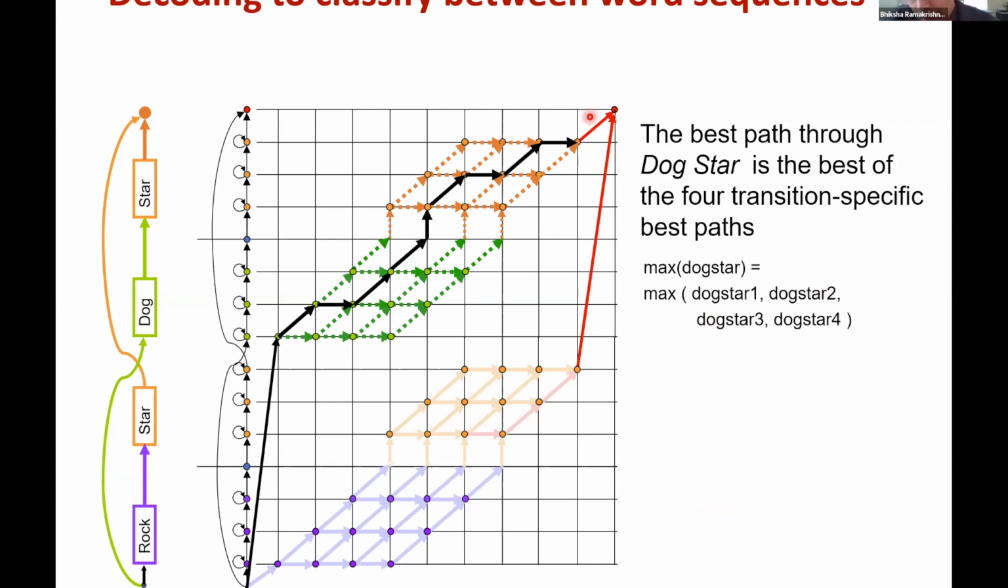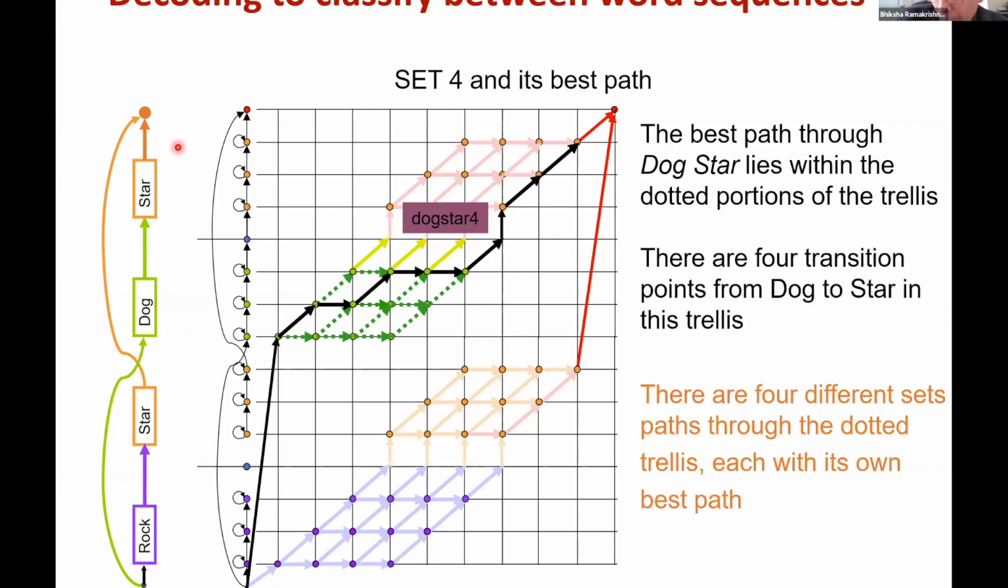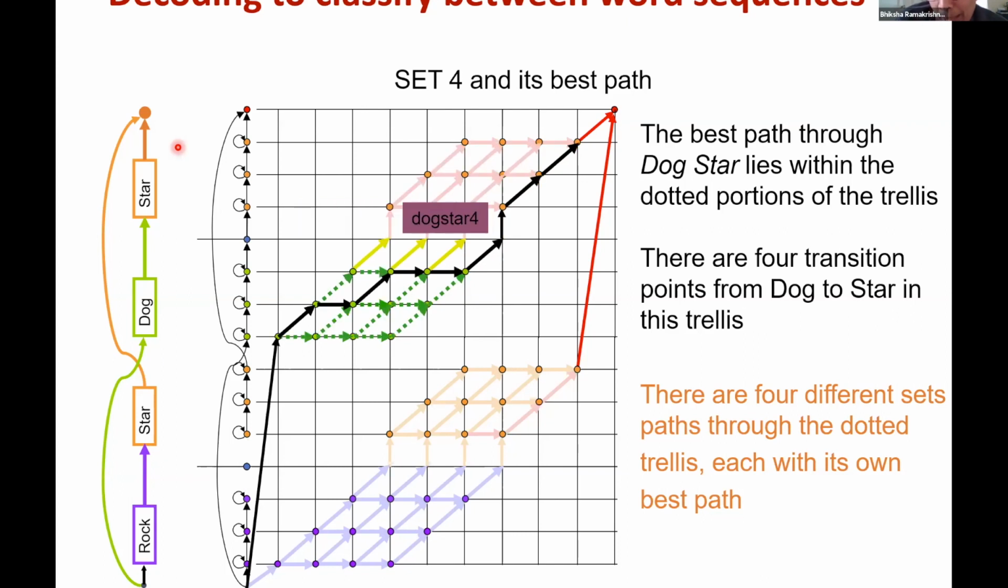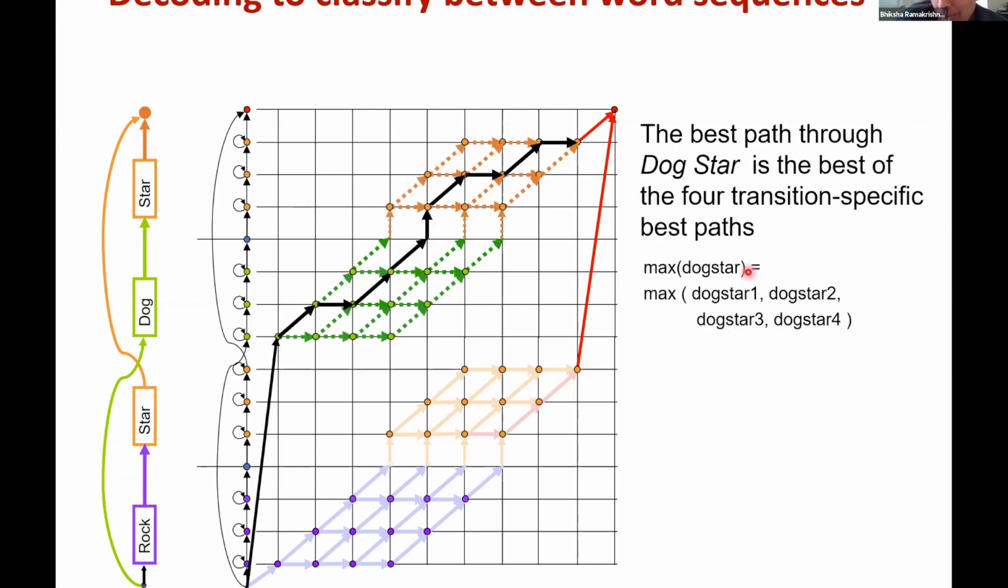So you see what's happening over here. The best alignment of the input to dog star is either the best alignment that went from dog to star at this time, or the best alignment that went from dog to star at this time, or at this time, or at this time. It has to be one of these four. And so you're picking the max of these four, right?